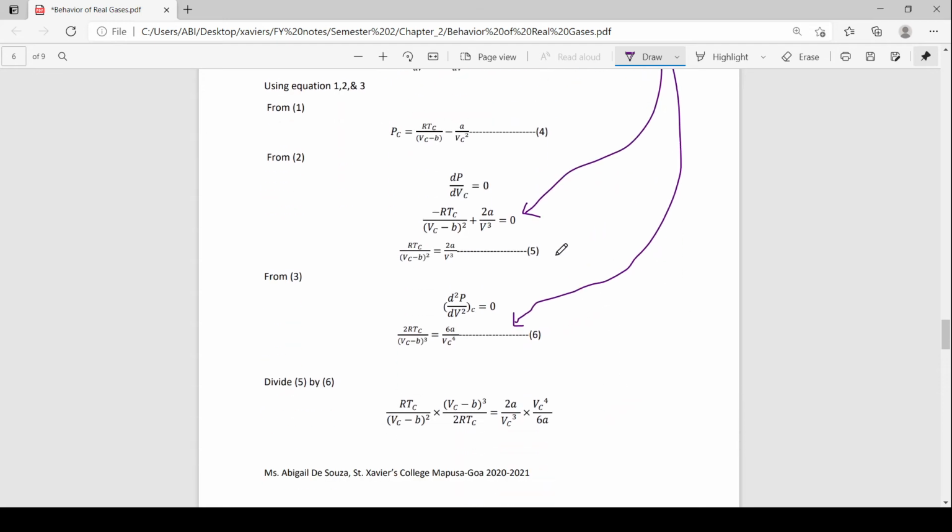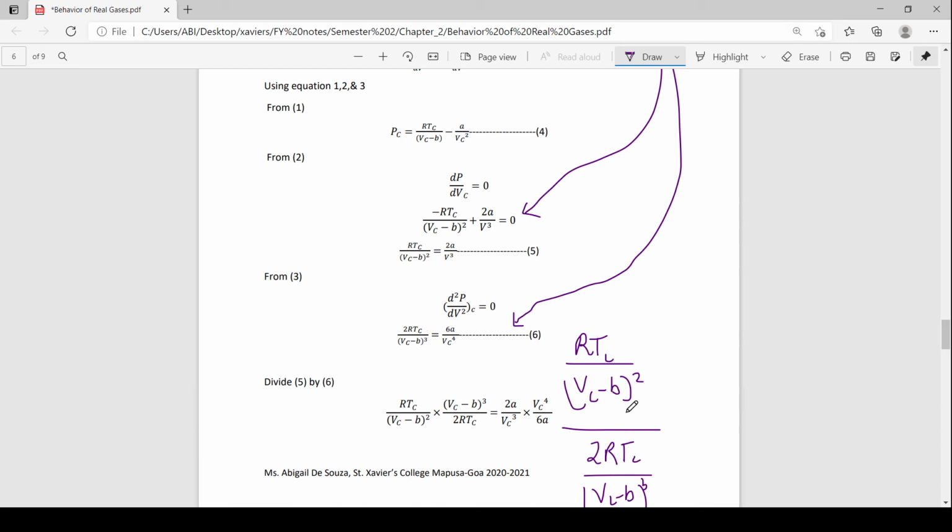Now let us divide equation 5 by equation 6. So what we do? We take the left hand side first. We take RTc, so we'll get RTc upon (Vc minus b) the whole square. I take this and I take this, and now I have to divide it by this term. What I do there is, I will get 2RTc divided by (Vc minus b) the whole cube.